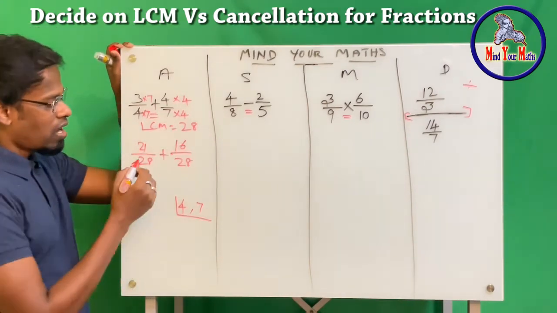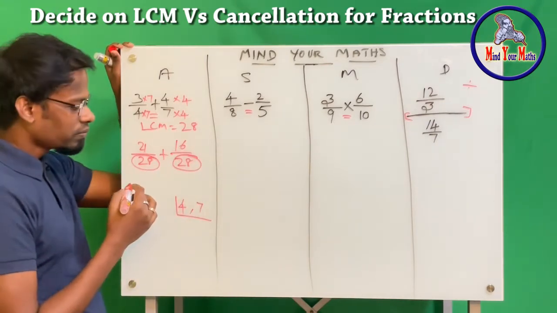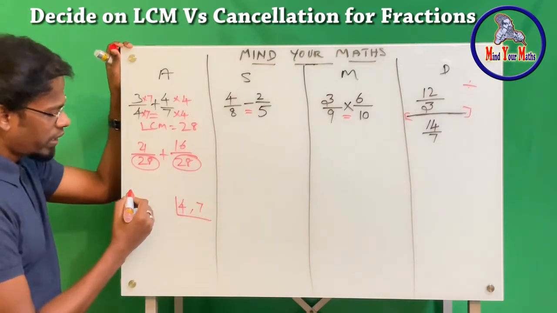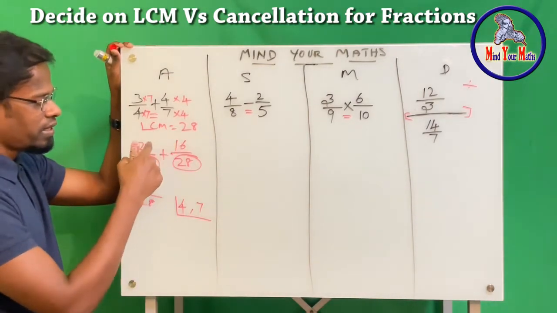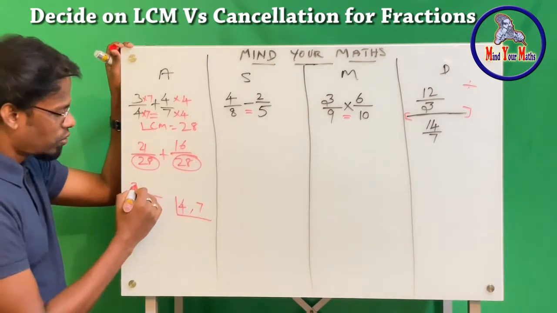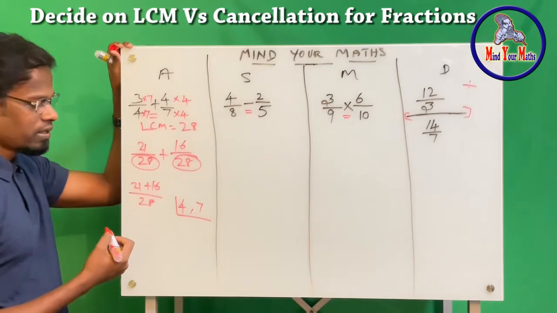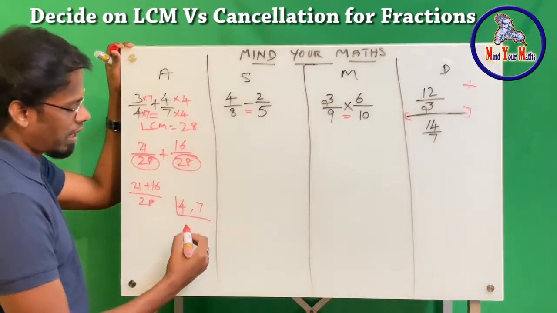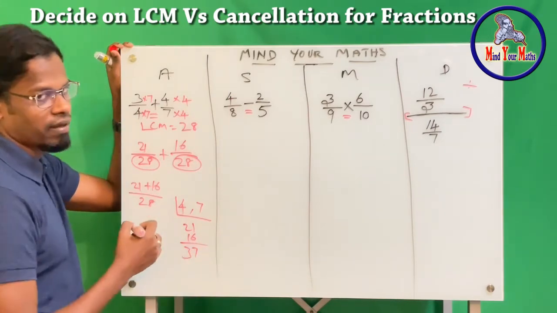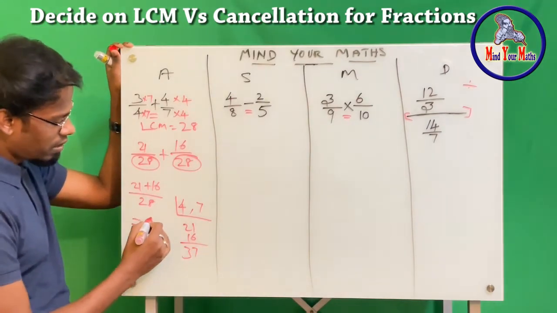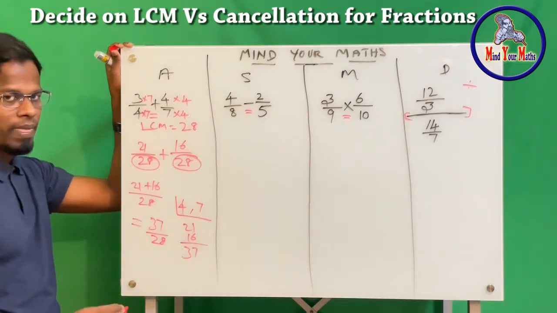Now because we have the same denominators, we can take 28 as the common denominator and add the numerators together, 21 plus 16. How much will that become? 21 plus 16 is 37. So the answer is 37 over 28.